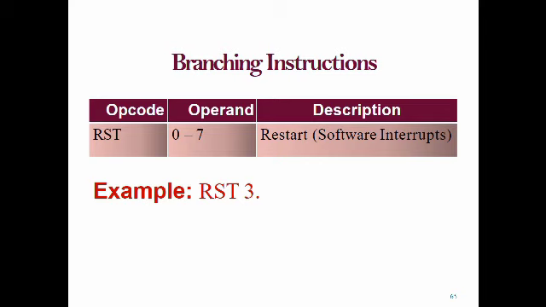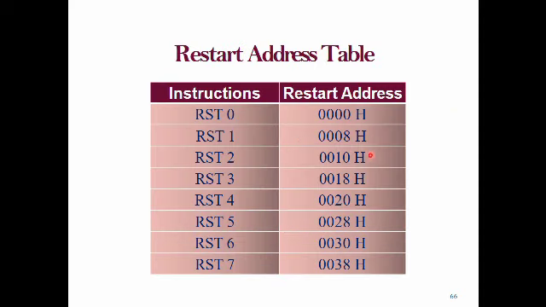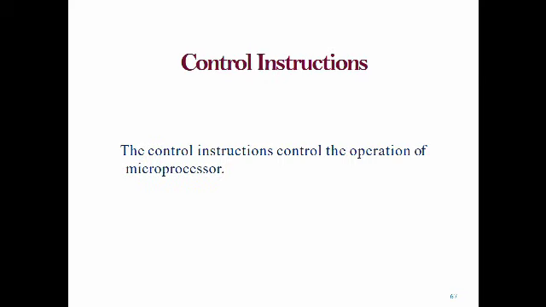Next sort of branching instruction is nothing but the restart. So RST. These are RST 0 to 7. And these restart instructions are basically nothing but software interrupts. For example, RST 3. This software interrupt has a particular vector address. For RST 0, it is 0000H, and then 8 consecutive memory locations are for the remaining RSTs. So for RST 7, it is nothing but 0038H.